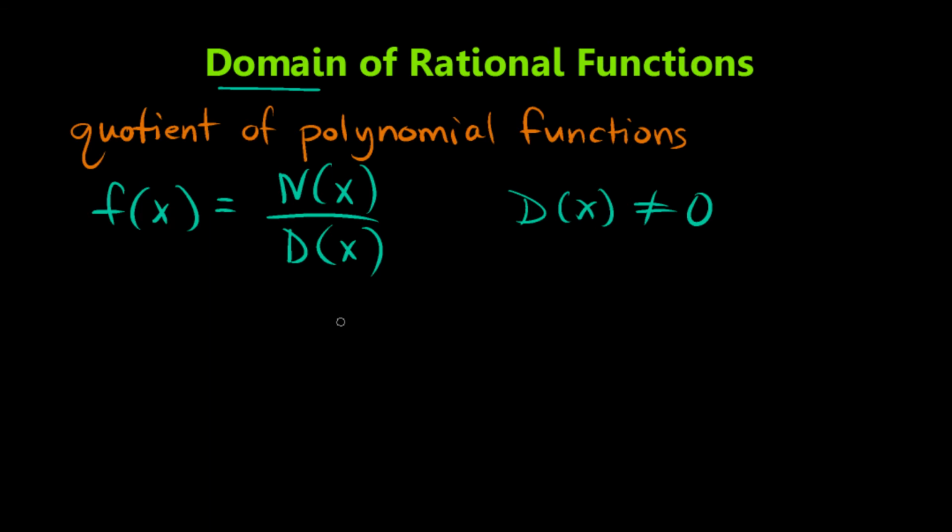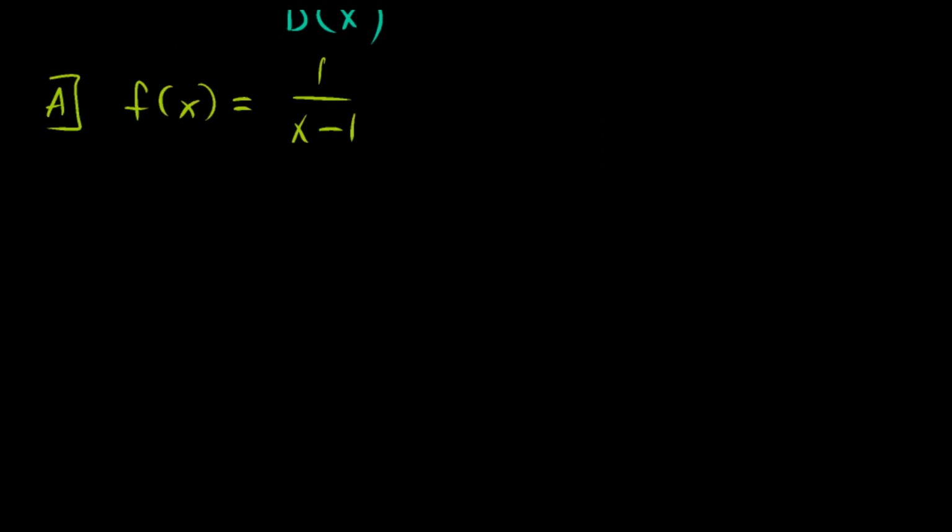So let's do an example where we find the domain of a rational function. Suppose we had f of x equals 1 over x minus 1. So for this problem, if I'm going to indicate what the domain is, the domain is going to be that x cannot equal 1, because if x was 1, we would be dividing by 0.